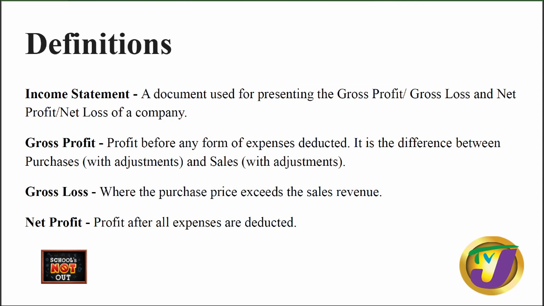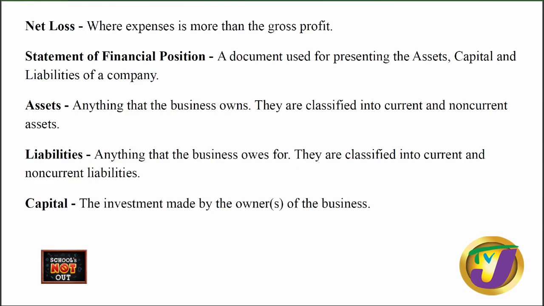Sometimes you have what is called a gross loss. A gross loss is where the money that you spend to purchase the goods is much more than the sale that you receive for the goods. So that's where you make a gross loss. The next thing is net profit. Net profit is the profit that you make, the money that is left after you take out all expenses. You can also have a net loss. A net loss is where your expenses exceed your gross profit. You're spending more than what you're actually making. That's really a bad position to be in.